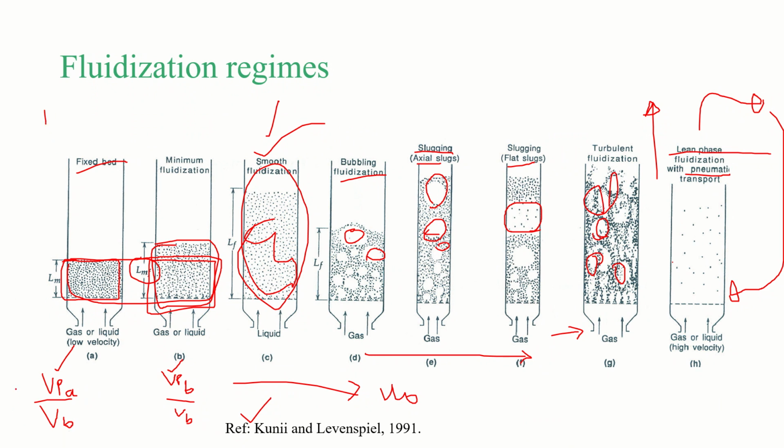Let us keep it A, let us keep it B. 1 minus A is the void fraction or voidage. Similarly, 1 minus B is the void fraction in B. So which one would be more? Since this B is less, 1 minus B is more, right? So the voidage is more at the onset of fluidization.